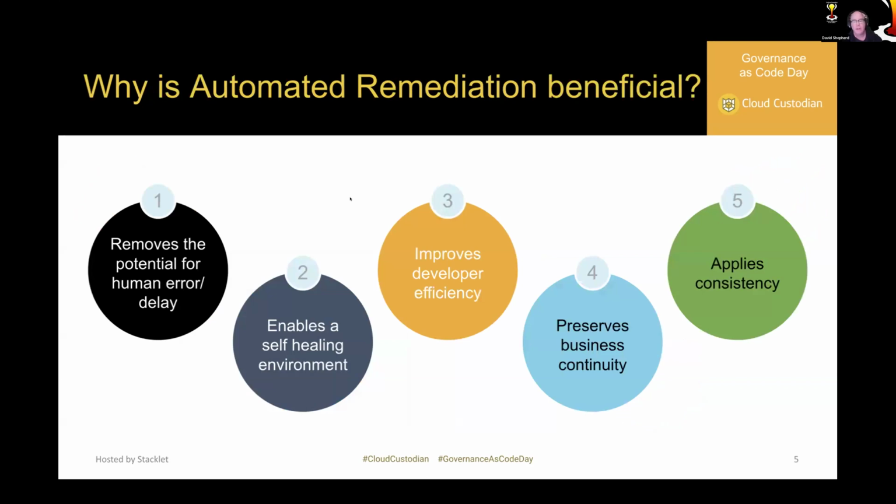On the second part, what are the benefits? Obviously, it removes that human error. It enables you to have a self-healing environment. So if somebody goes into an S3 bucket and makes it publicly accessible, you can see that happen in CloudTrail. You can set up a Lambda policy that triggers on that event and sets it back the way you want it to be kept.